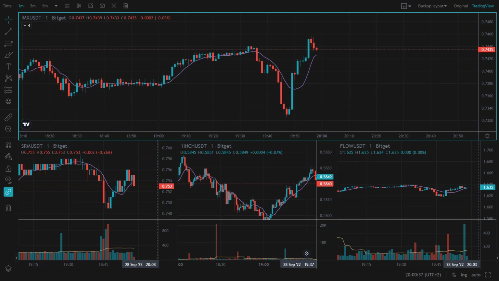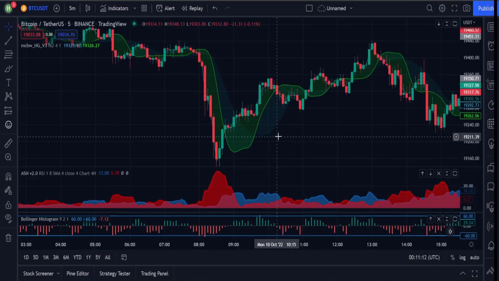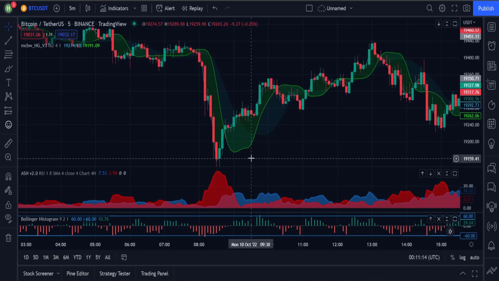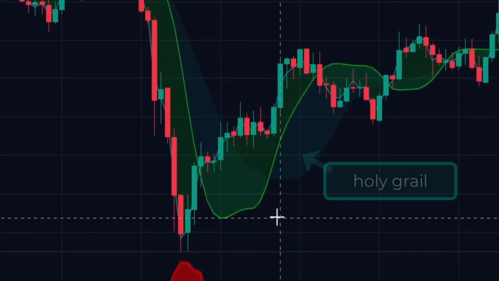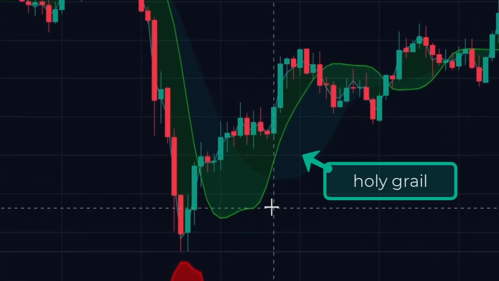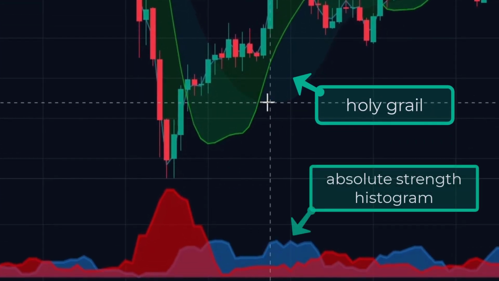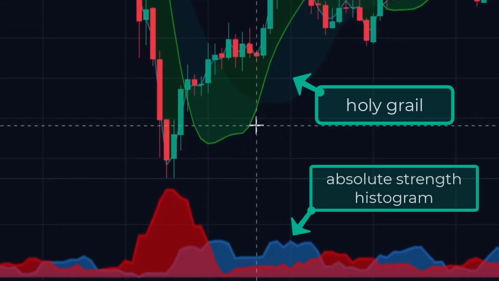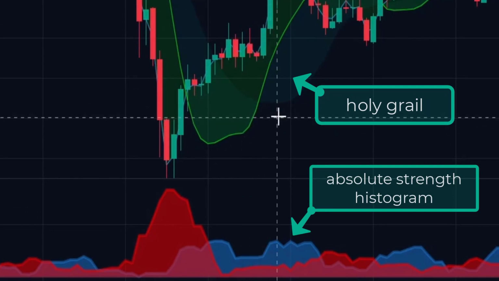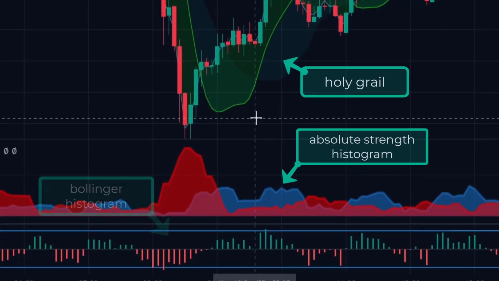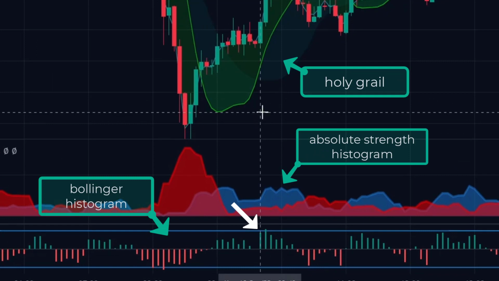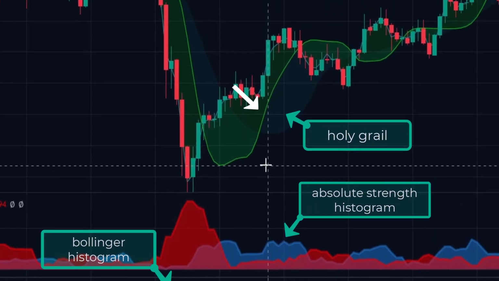Now let's start with the strategy. So here are the rules for entering a buy trade. Number 1. The light green line of the Holy Grail indicator must cross above the dark green line. Number 2. The blue line on the absolute strength indicator must be above the red line. Number 3. The Bollinger Histogram must be green color. And finally, the market must form a bullish candlestick, like this one.